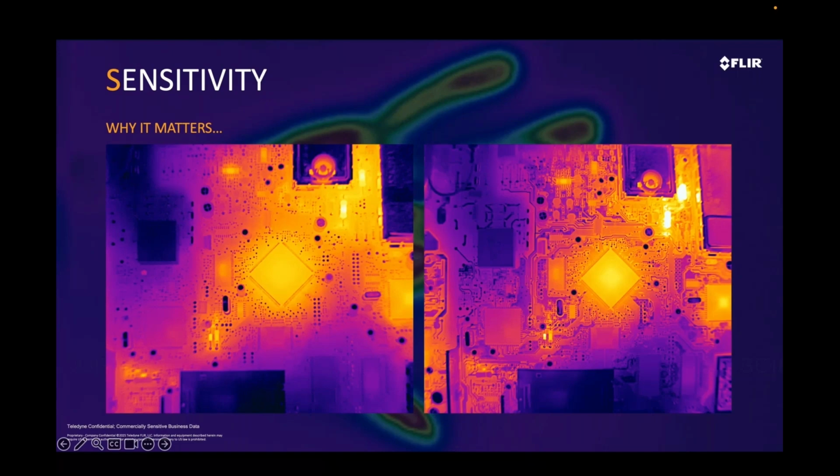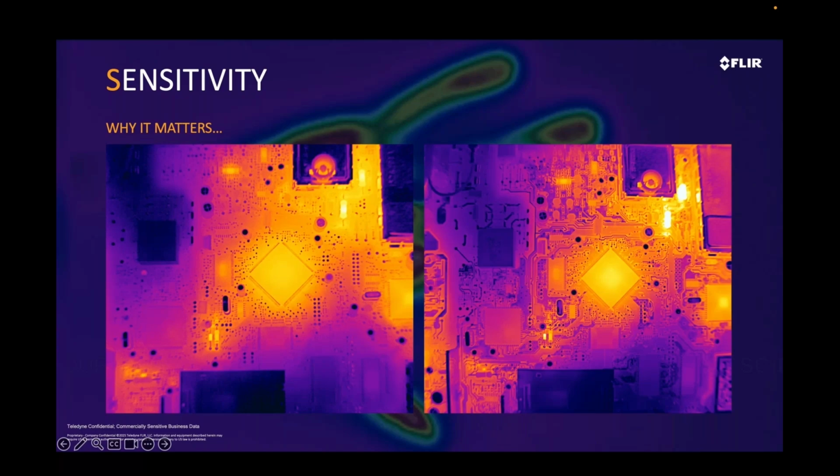The image on the right is from a cooled mid-wave InSb camera with a 640 by 512 resolution and an NEDT of less than 20 millikelvin. So on the right is your cooled camera image. You can see some slight differences between the two images, and you can make out a few more details in the cooled camera image on the right.